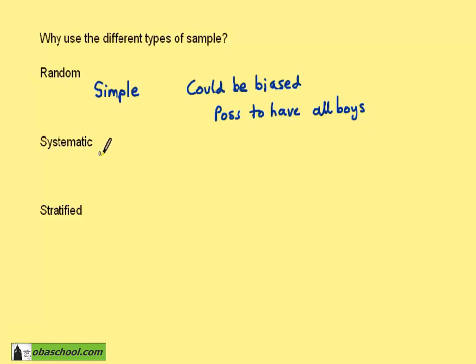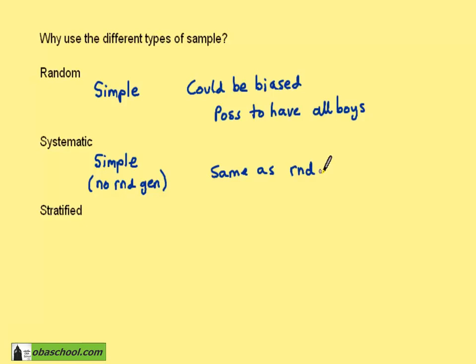The same is true for the systematic sample. The advantage is that it's simple to do, perhaps in some circumstances even easier than the random sample, especially if we don't have a means of generating random numbers. The disadvantage is the same. It can easily produce a biased list.